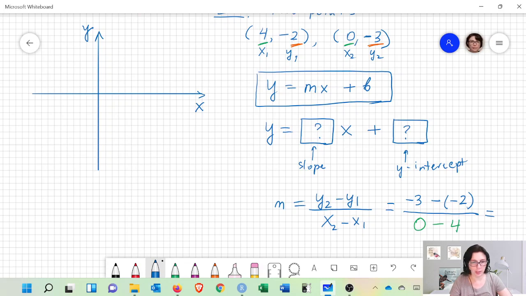Okay, so what do I get? Now, -3 minus -2, that's really a +2. So -3 plus 2, that would be -1. And the bottom is -4. And so the two negatives cancel out, and looks like my slope is 1/4. So I think I figured out one of the mystery numbers, and that is the 1/4 that goes in the first one. Okay, but I still have to figure out the other one.